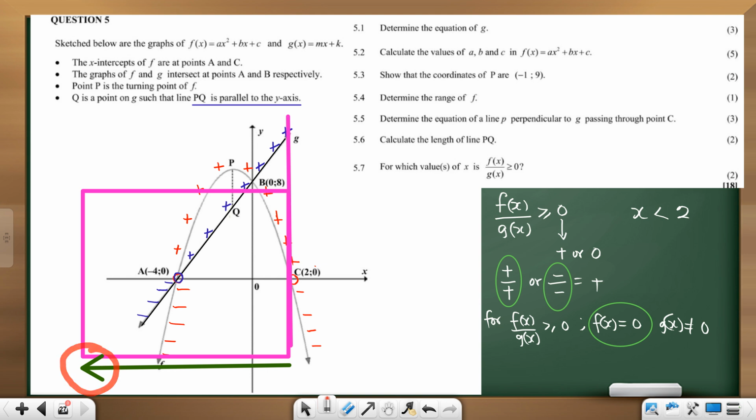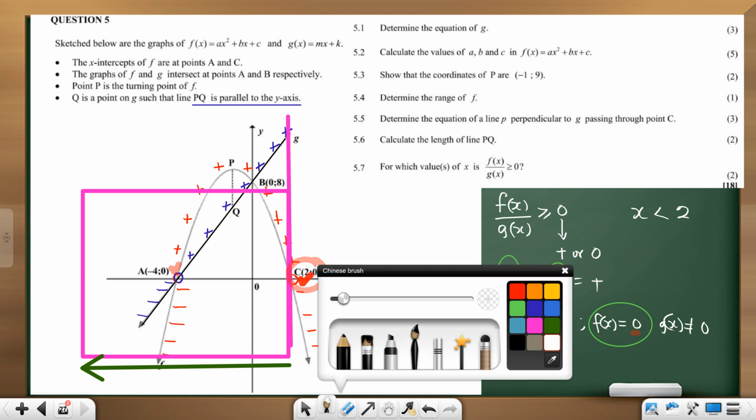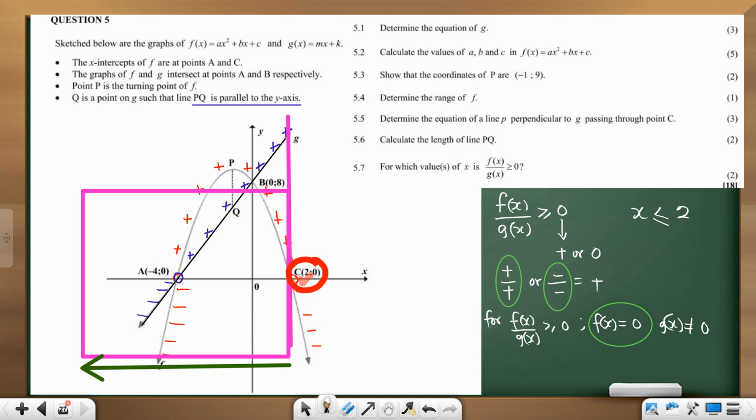But we are not done. Remember, we also said, let's come back here, f of x must be 0. Where is f of x 0? At C and at A. So 2 is inclusive. I'll come here and include 2. Less than or equal to 2.